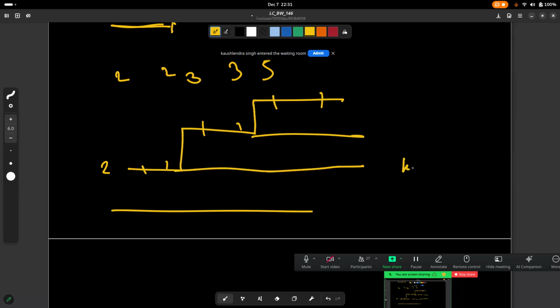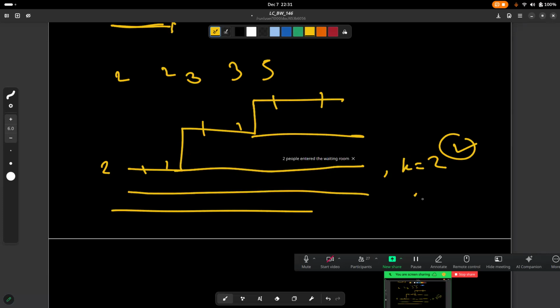Now, is my k equal to 2? If my k is equal to 2, then I'm done with all the operations. I have the array that I needed. But if I have k equal to say 1, then I need to do one more operation and bring this whole level down to over here.